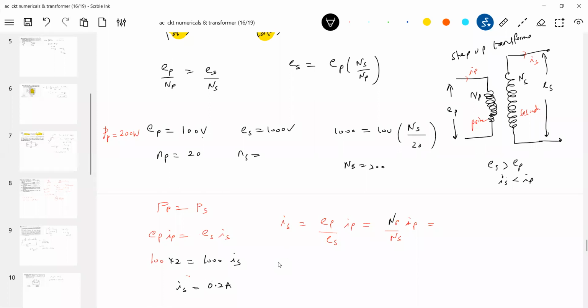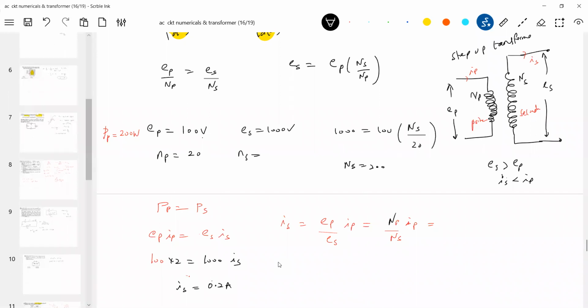At power generation, how much power is generated? 200 watt, generated with 100 volt and 2 ampere. Then it has to be transmitted. 2 ampere is a large current, so I'll convert that into 0.2 ampere. For that, I'll use a step-up transformer to make the voltage from 100 volt to 1000 volt. Then the current becomes 0.2 ampere. Now the losses will be minimized.